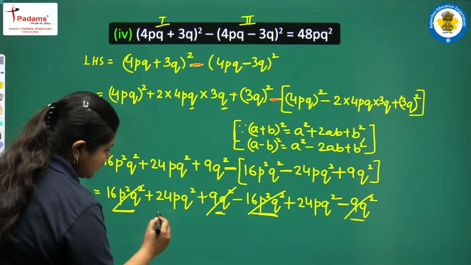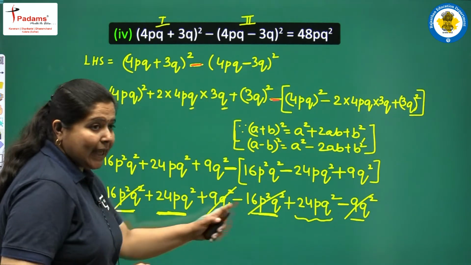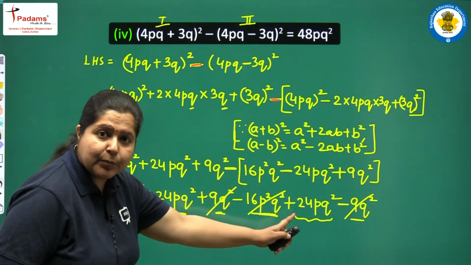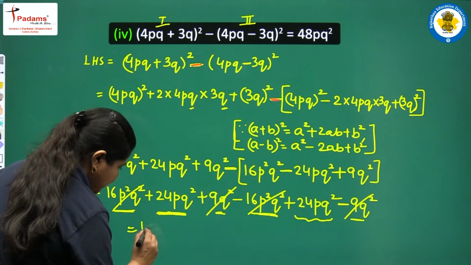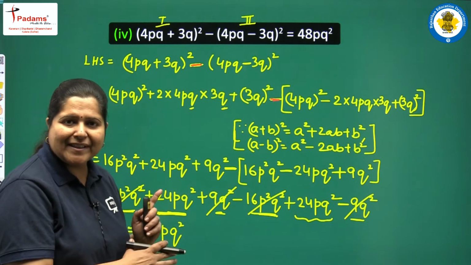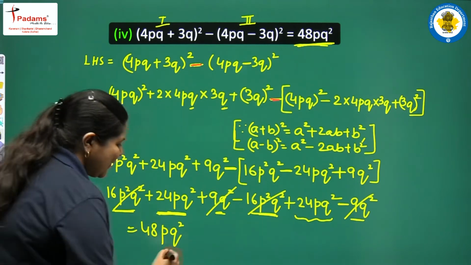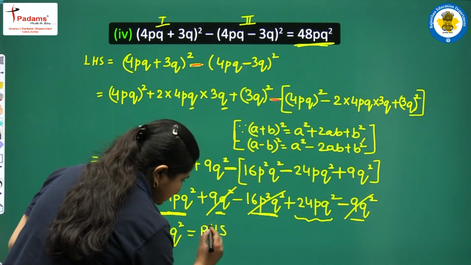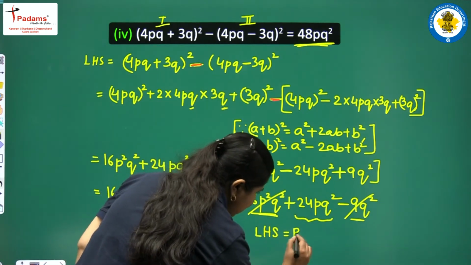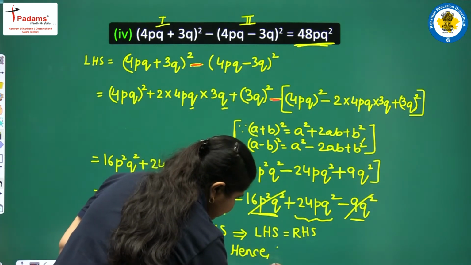Then we have been left with 24 p q square and here 24 p q square. दोनों ही यहाँ पर प्लस हैं तो इसलिए ये दोनों एड अप हो जाएंगे. We will get 24 p q square plus 24 p q square equal to 48 p q square. यहाँ पर साइन ऑपोजिट नहीं है तो ये कैंसिल नहीं होंगी, एड अप हो रही हैं टर्म्स. And now this is equal to the RHS given in the question, and so we write here LHS is equal to RHS. This result implies and hence the result is proved.